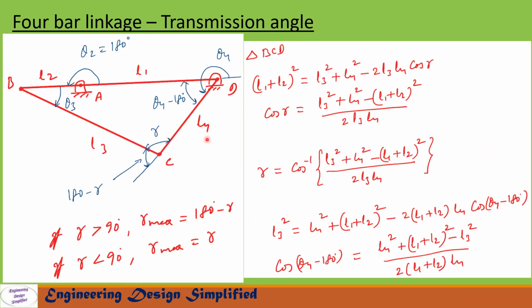Now let us find gamma max, that is maximum transmission angle. Maximum transmission angle will occur when theta 2 is 180 degrees. Again, we form here a triangle BCD.